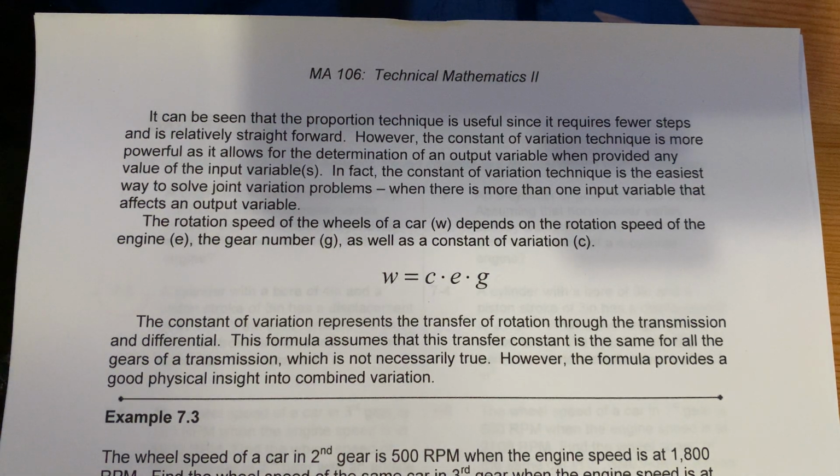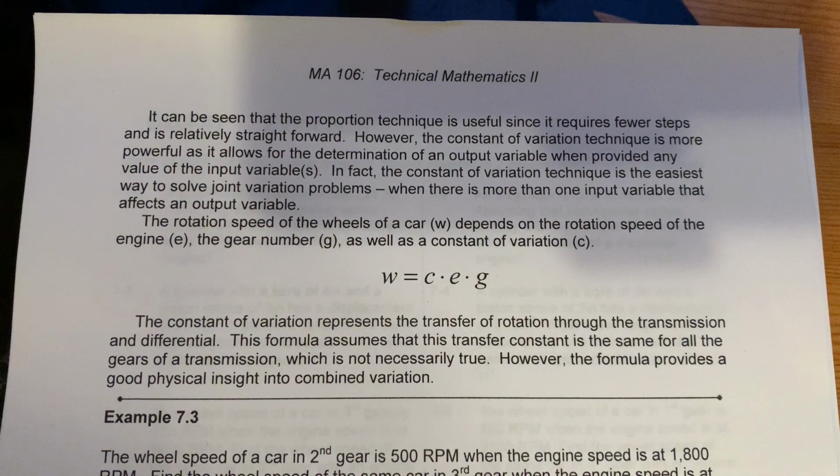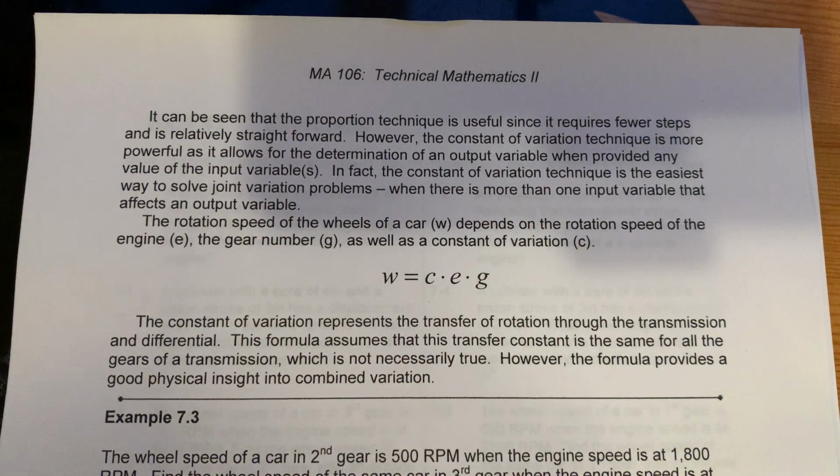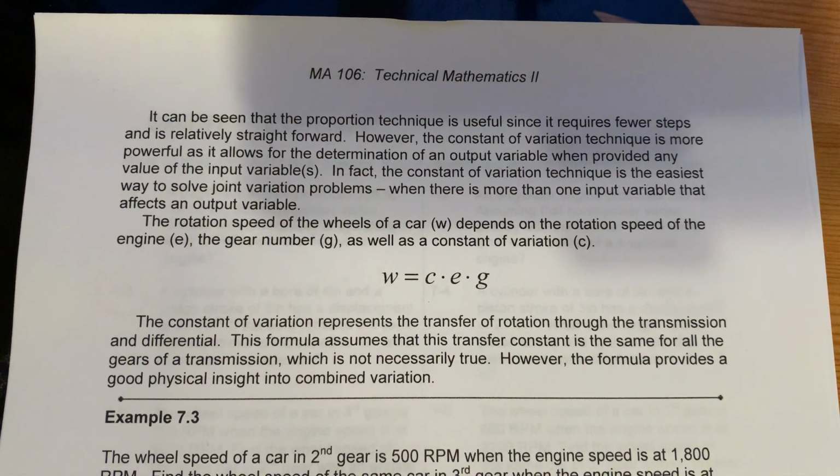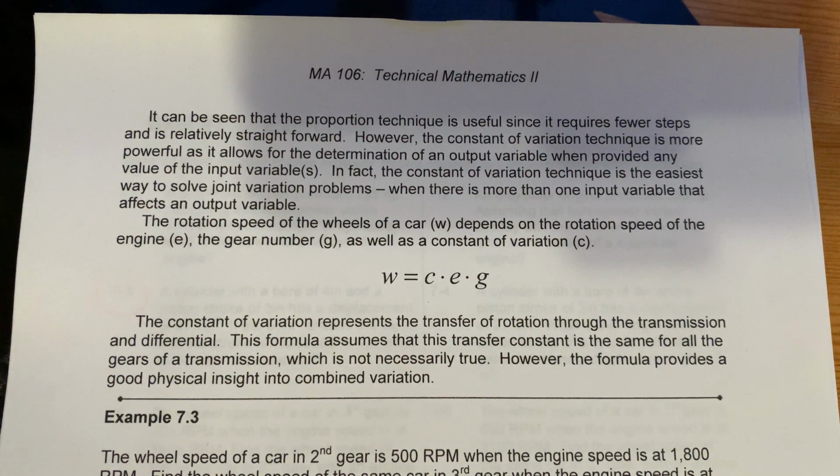But because there's more than just two variables, we lose the ability to do a proportion cleanly. So we have to use this constant of variation. So we have an extended version, and we're really just looking at one specific example. This is a connection between engine speed, the gear that your engine is in, and the speed of the wheels, right? Wheel RPMs. This is, in theory, a very simplified version of how this all works.